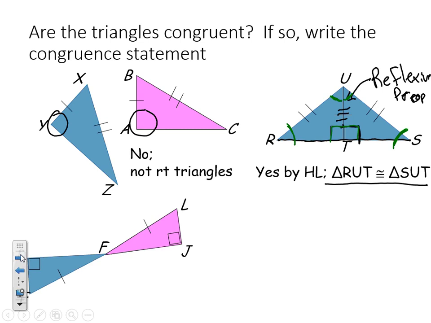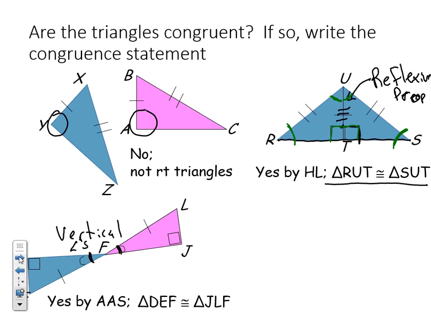All right, moving on. If we look at this one, right now we only have two pieces of information, but if I add this right here, because of vertical angles, then we can say that these ones are congruent by angle, angle, side. And our congruent statement will be triangle DEF is congruent to triangle JLF.